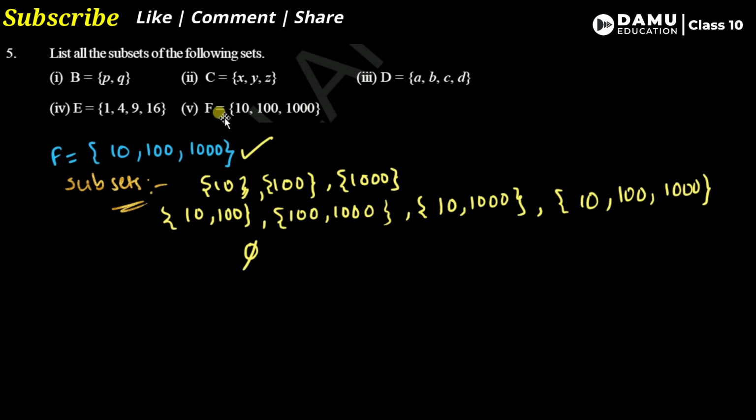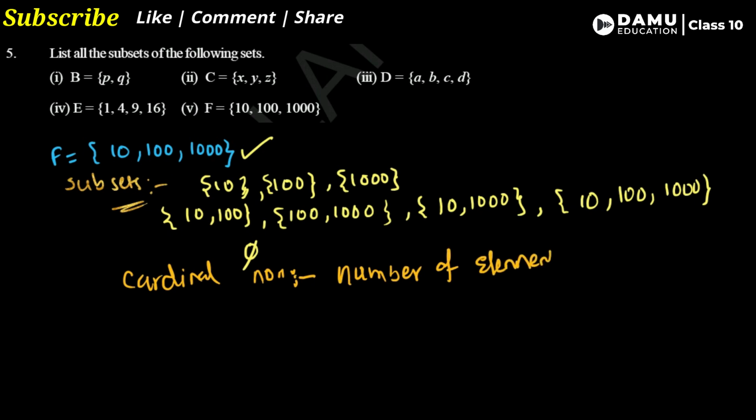And one more concept is the cardinal number. The cardinal number is nothing but how many elements are there. That concept is not given in the exercise, but we have to know it. The cardinal number is nothing but the number of unique elements, the number of elements in the set. So that is the concept of cardinality.